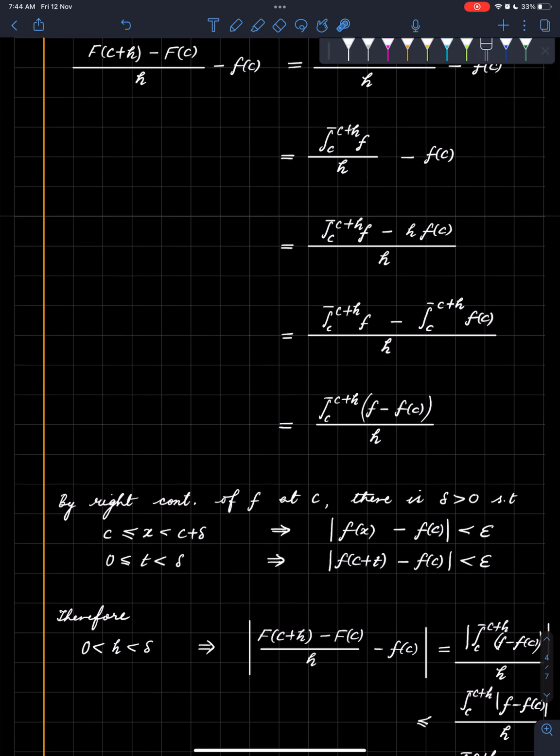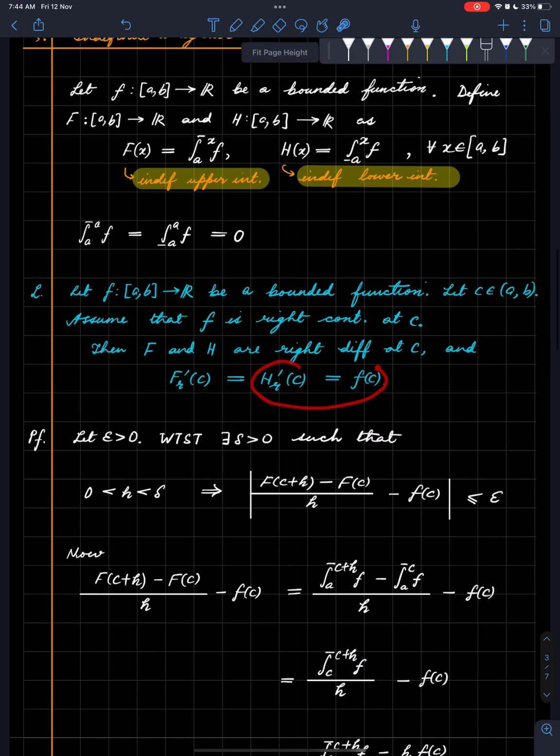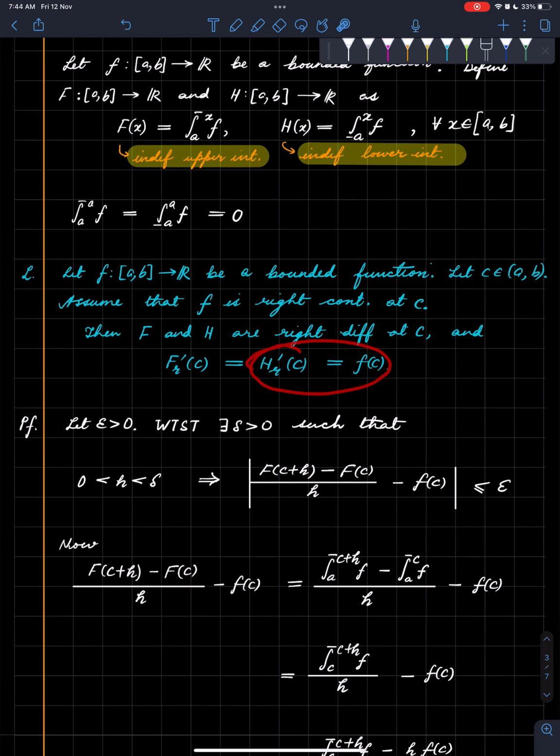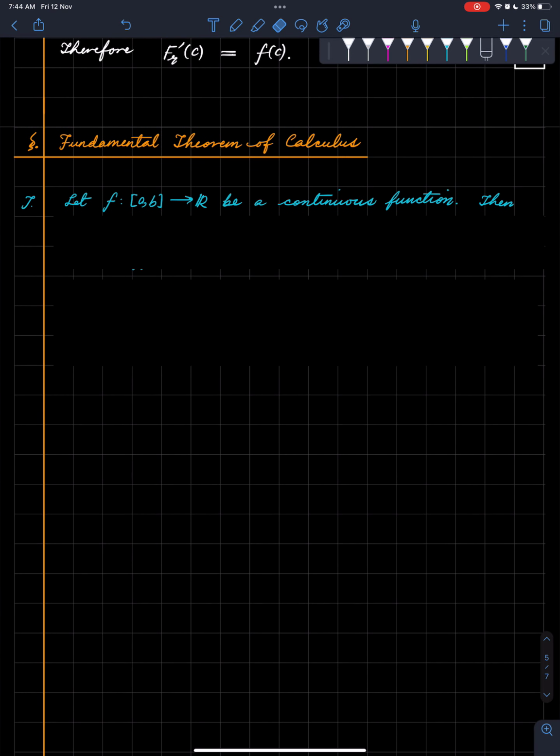So yeah, this is a theorem, and similarly you can prove that. And now let us go to what we like to call the fundamental theorem of calculus.